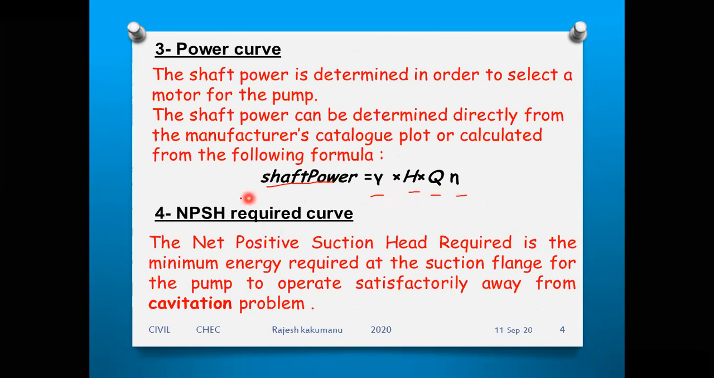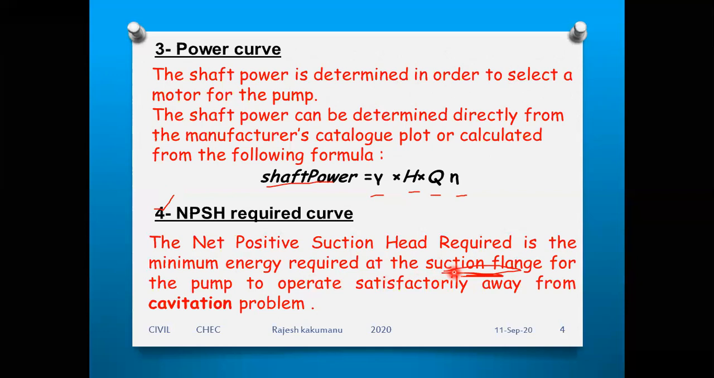Next, the fourth performance curve is the NPSH curve. What is NPSH? Net positive suction head required. Net positive suction head, NPSH. It is the minimum energy required at the suction flange for the pump to operate satisfactorily, away from the cavitation problem. What the NPSH curve is used for is that it is the minimum energy required at the suction entrance.